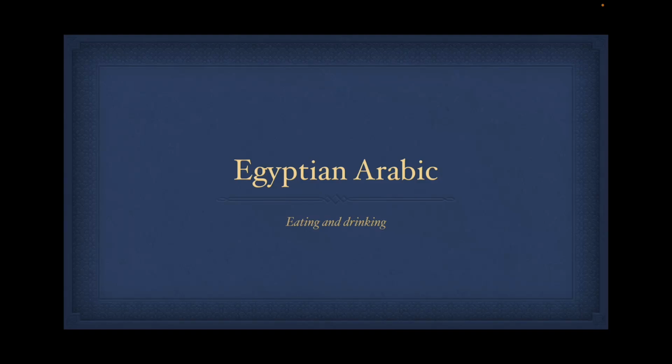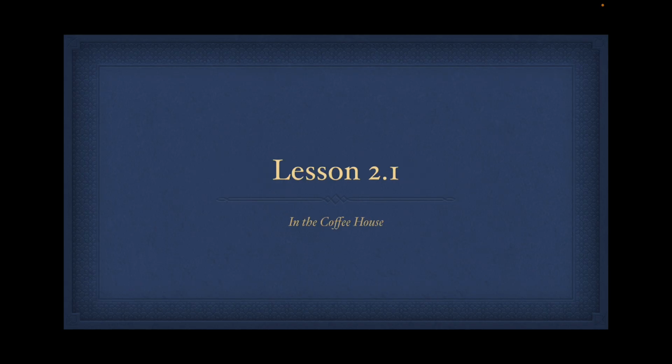We have already completed lesson 1, which had 4 parts, and now we're starting lesson number 2, that's about eating and drinking. This is lesson 2.1, and it's about the words and sentences we use in a coffee house.